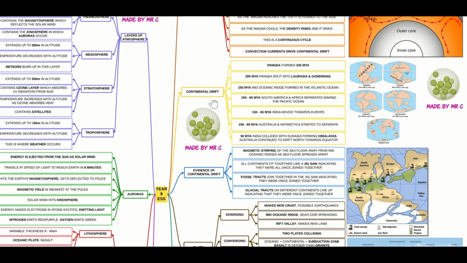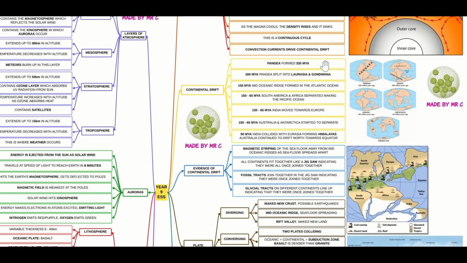Now, in continental drift, 335 million years ago, Pangaea was formed, and 200 million years ago, Pangaea split into Laurasia and Gondwana.